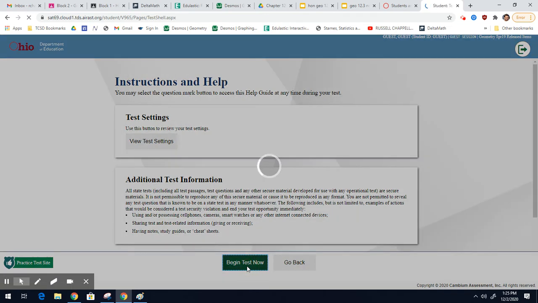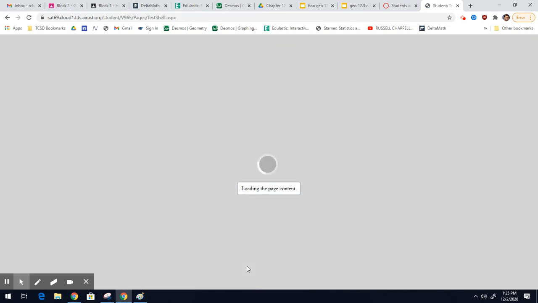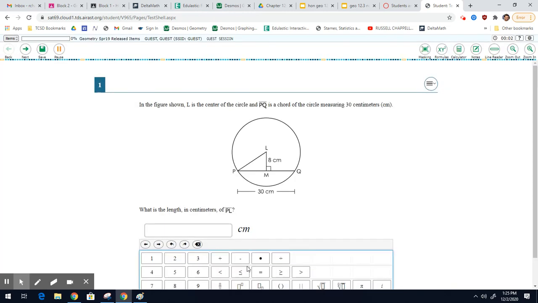Okay, so this is what the state test will look like, and the geometry test is broken up like this. It's about 30 questions. You have 2 hours to do them, and it's 2 parts. So you have 30 questions, 2 hours the first day, that's Wednesday, 30 questions, 2 hours the second day, that's Thursday. They're basically the same kind of test.